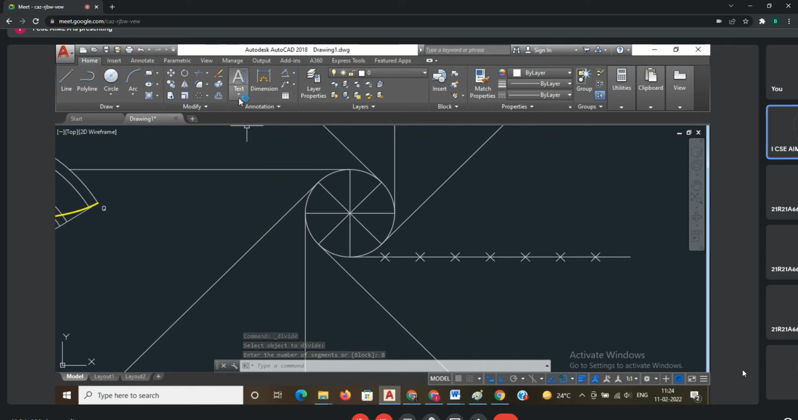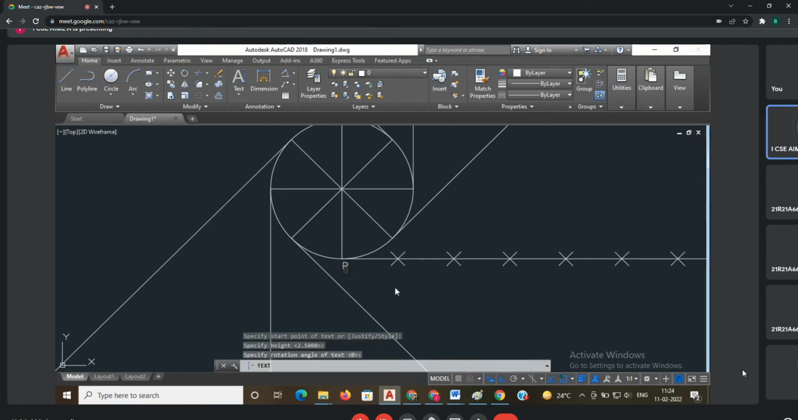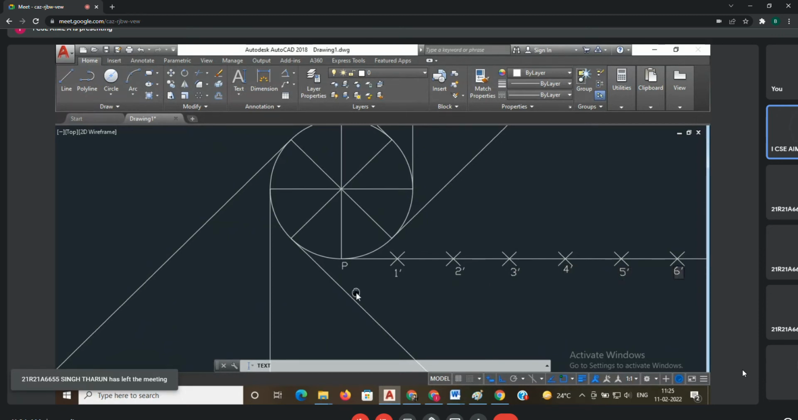Now go for the notations. Now the starting point is here, that is your P. Now this one is your 1 dash. This is 2 dash, this is 3 dash. Now 4 dash, 5 dash, 6 dash.